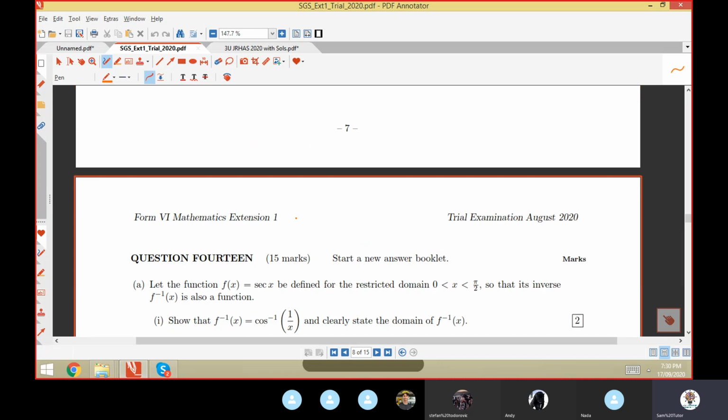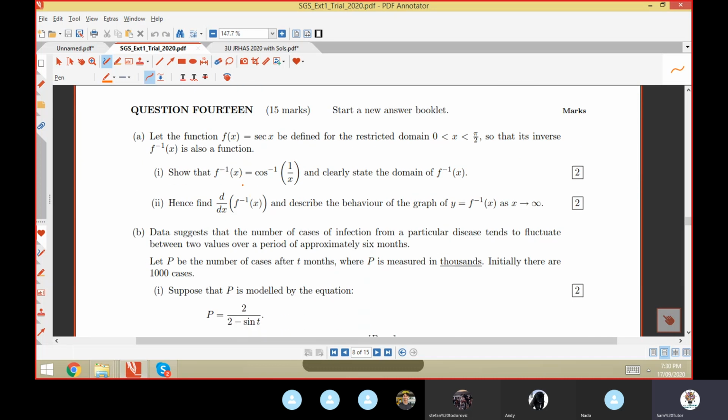Sec inverse's inverse. Have we done inverse of trigs like this? Yes. Let the function be restricted. Show that the inverse is this. Hence, find the derivative of the inverse, which you can't do.